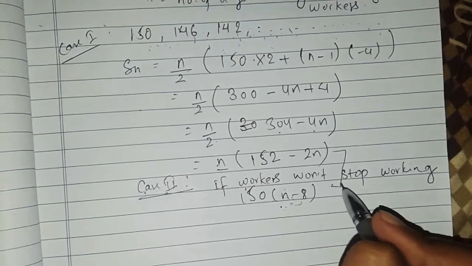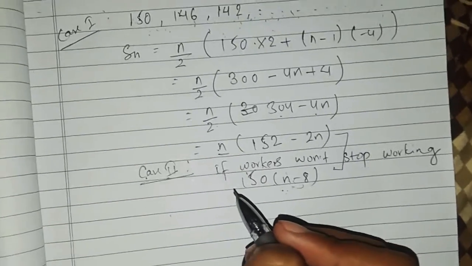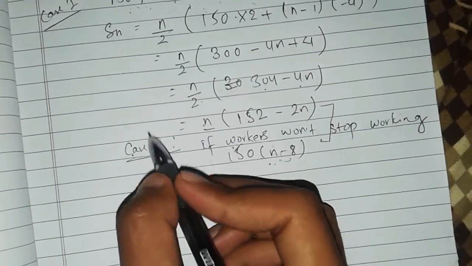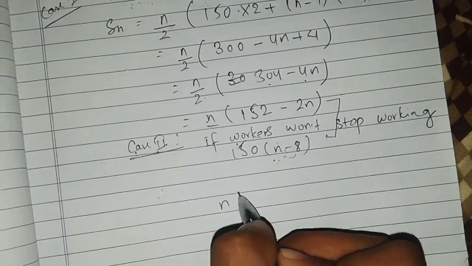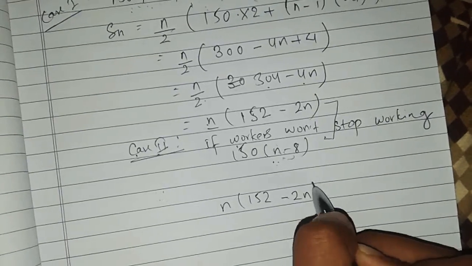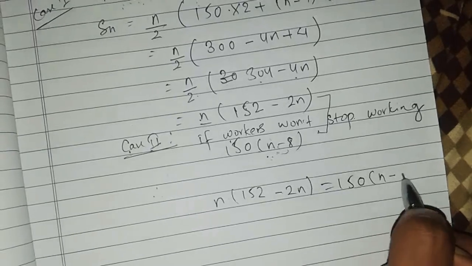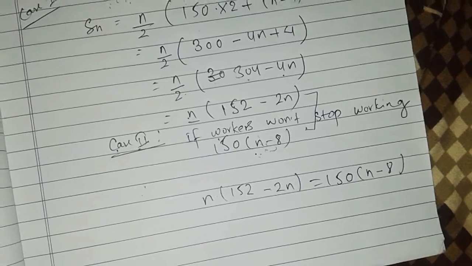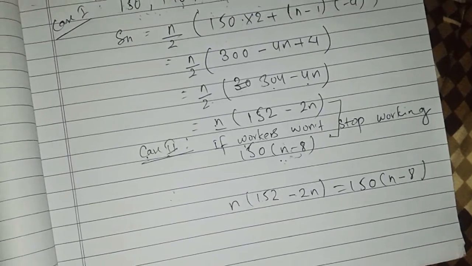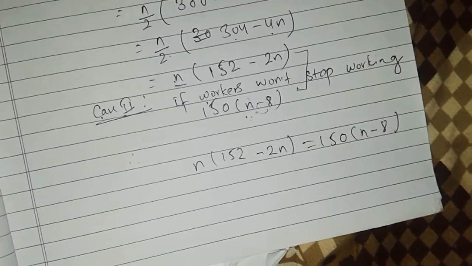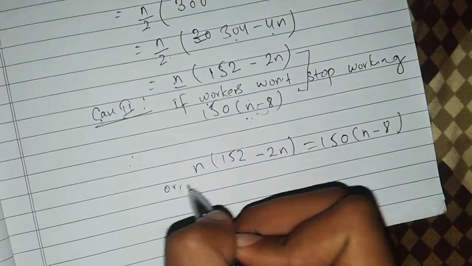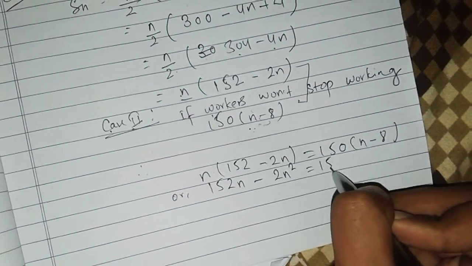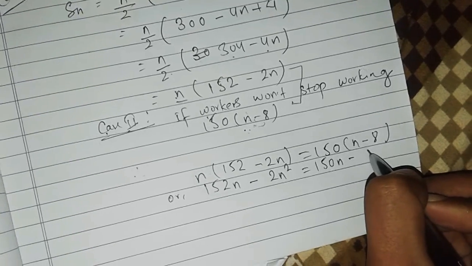Now let us equate this. What should we equate then? As you know, the work is the same. They will have to complete the same type of work. So we shall have to equate this. This is the work to be done. So here n into 152 minus 2n is equal to 150 into n minus 8. So if we do this, then we'll get the following equation. We shall have to make it into a quadratic equation: 152n minus 2n square is equal to 150n minus 150 into 8.